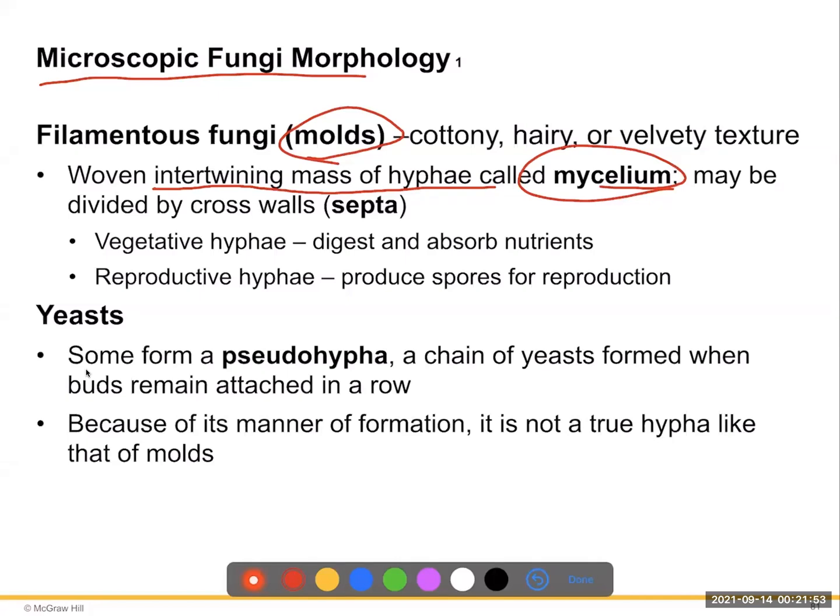You have vegetative hyphae, which are digestive and absorb nutrients, and you have reproductive hyphae, which produce spores, so they reproduce. And with yeast, some form a pseudohypha, which is a chain of yeast where buds remain attached in a row. Remember when they bud off, they form a row and row and row? That's a pseudohypha. It looks like hyphae because it's all connected, but they're just buds of the cell reproducing that don't break apart. It's not a true hyphae like that of mold. Molds are individual cells that link together. These pseudohyphae of yeast are the little buds that break off, and they just don't completely break off into individual cells.